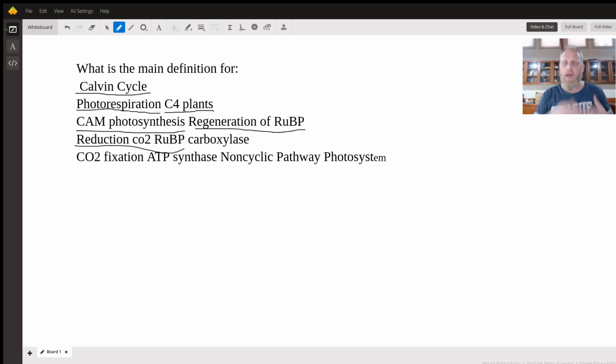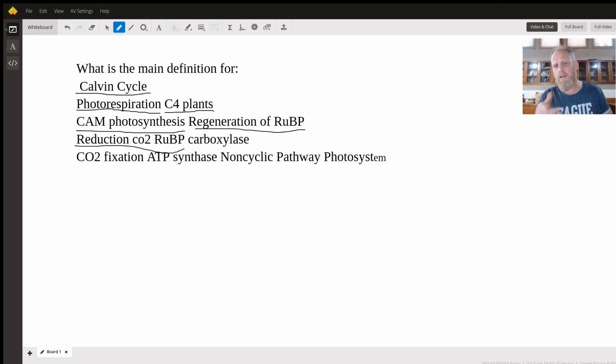carboxylase. That's ribulose 1,5-biphosphate carboxylase. And this is the enzyme responsible for catalyzing the initial carbon dioxide fixation reaction in the Calvin cycle. It converts carbon dioxide and ribulose 1,5-biphosphate into two molecules of 3-phosphoglycerate.